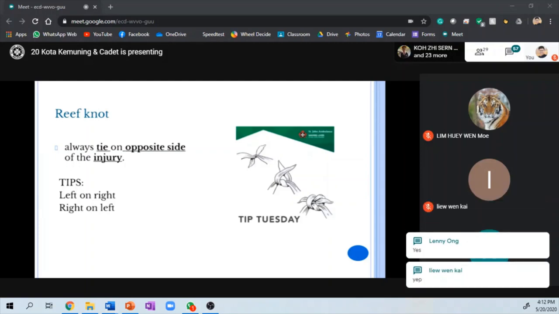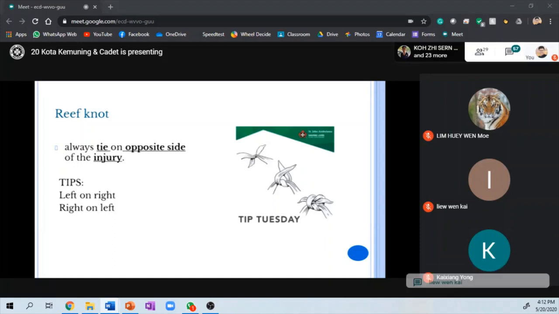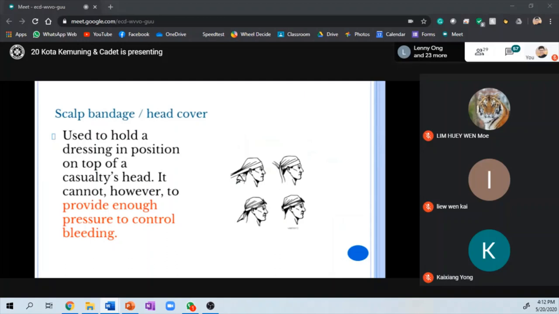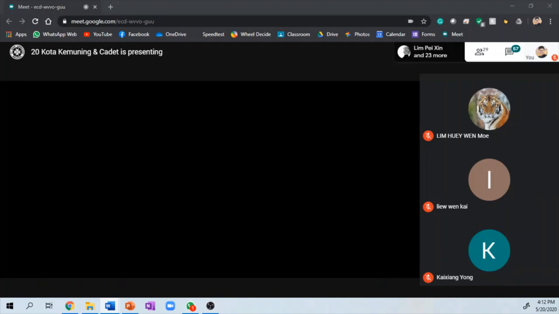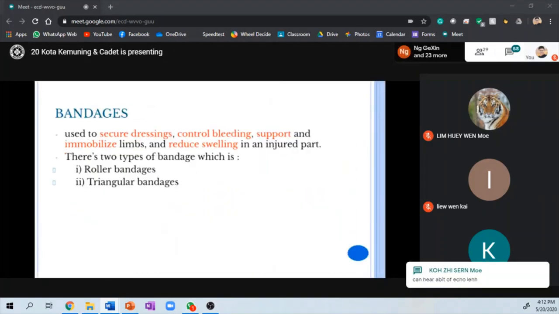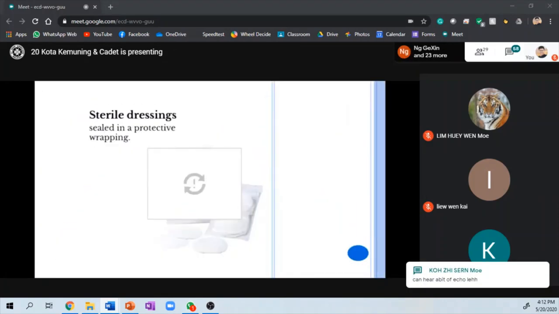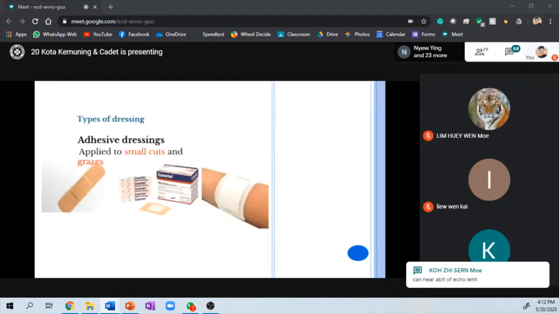So this is a reef knot. You need to tie it opposite of the injury for the elevation sling. And the arm sling is at the side of the injury. Okay, scalp bandage. They are also used to hold dressing. But I will show you the dressing. Yes, dressing is like sterile dressing, and plaster things.